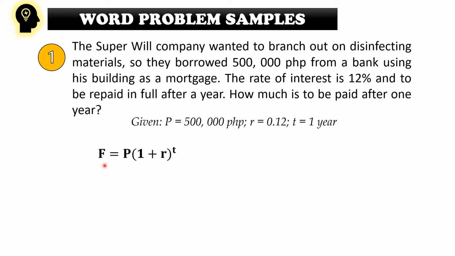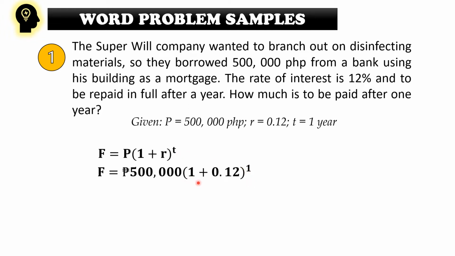That is F is equal to P, the principal amount, times the quantity of 1 plus R, the rate, raised to T, the year. Okay, using this formula, let's plug in the values. We have P, 500,000 pesos, times 1 plus the rate, which is 0.12, raised to the power of t, which is the value of the time, which is 1.